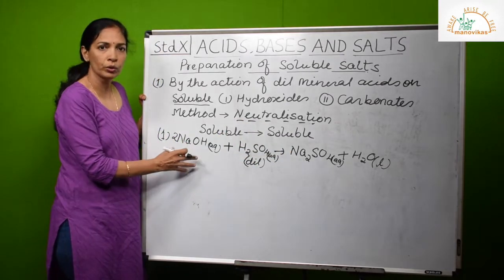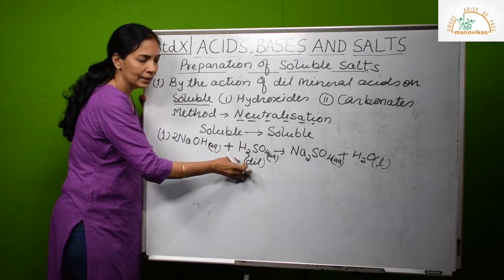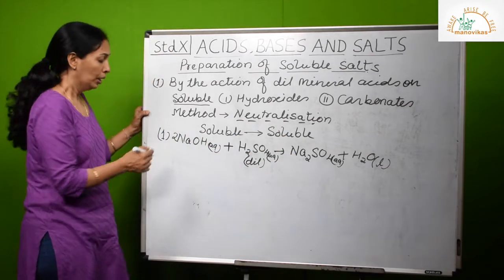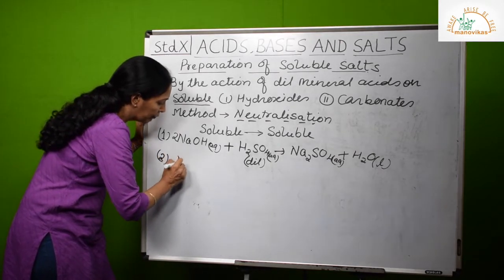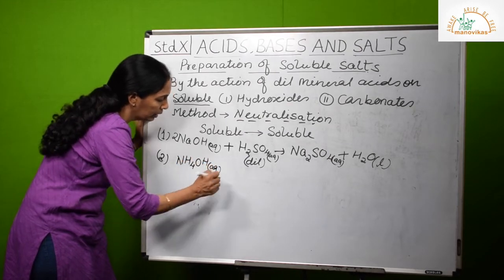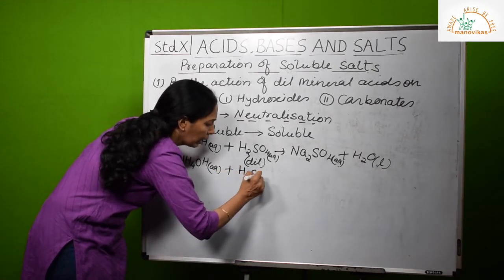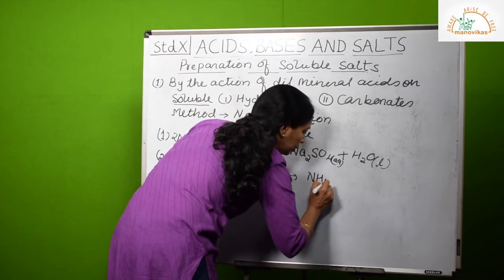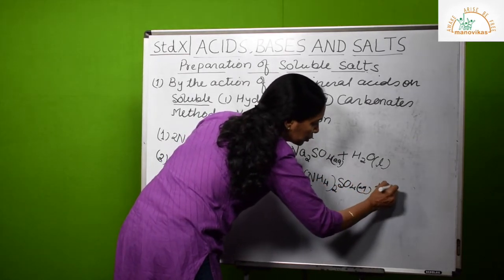Similarly, if you treat sodium hydroxide with hydrochloric acid, we will get sodium chloride. Nitric acid, then sodium nitrate, provided you are taking them in diluted form. Another one, you can prepare an ammonium salt also. Like if you are taking ammonium hydroxide, instead of sodium hydroxide, and treat it with sulfuric acid or nitric acid, then it will give its salt (NH4)2SO4, which is aqueous, plus H2O.